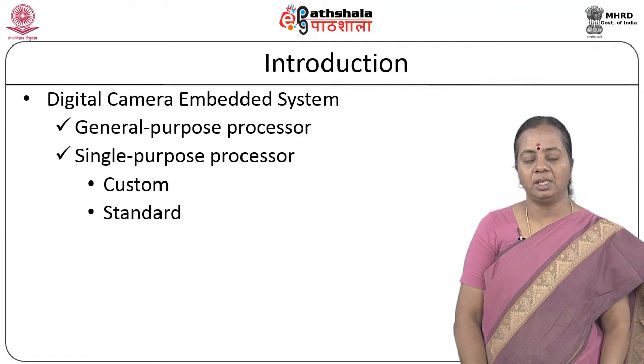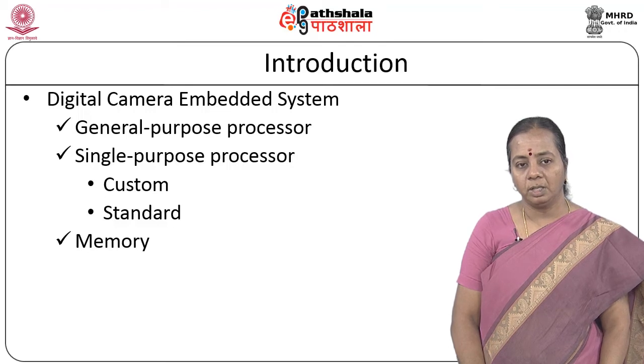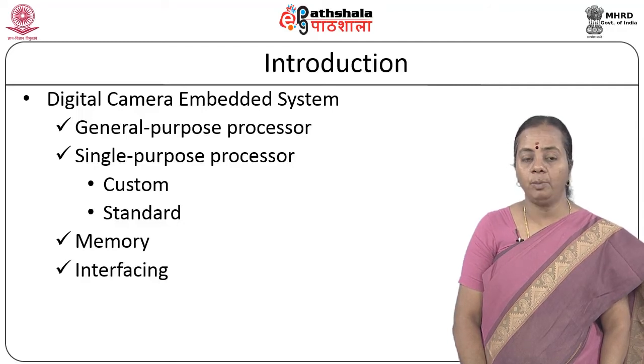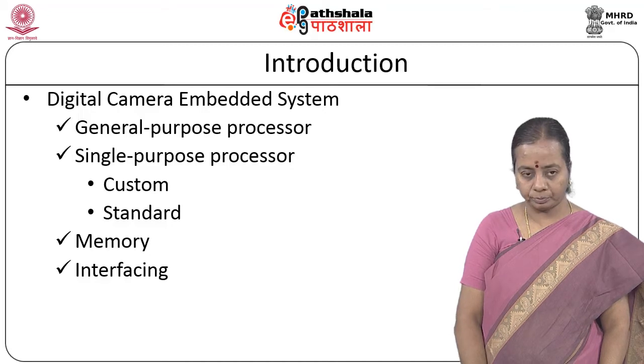Looking at the digital camera from the perspective of embedded system design, it will have either a general purpose processor or a single purpose processor. It may be a custom type processor or a standard type processor. We will have memory also, and because we want to download the images to PCs, an interface is provided with the camera, through which you can download everything stored in the memory of your digital camera.